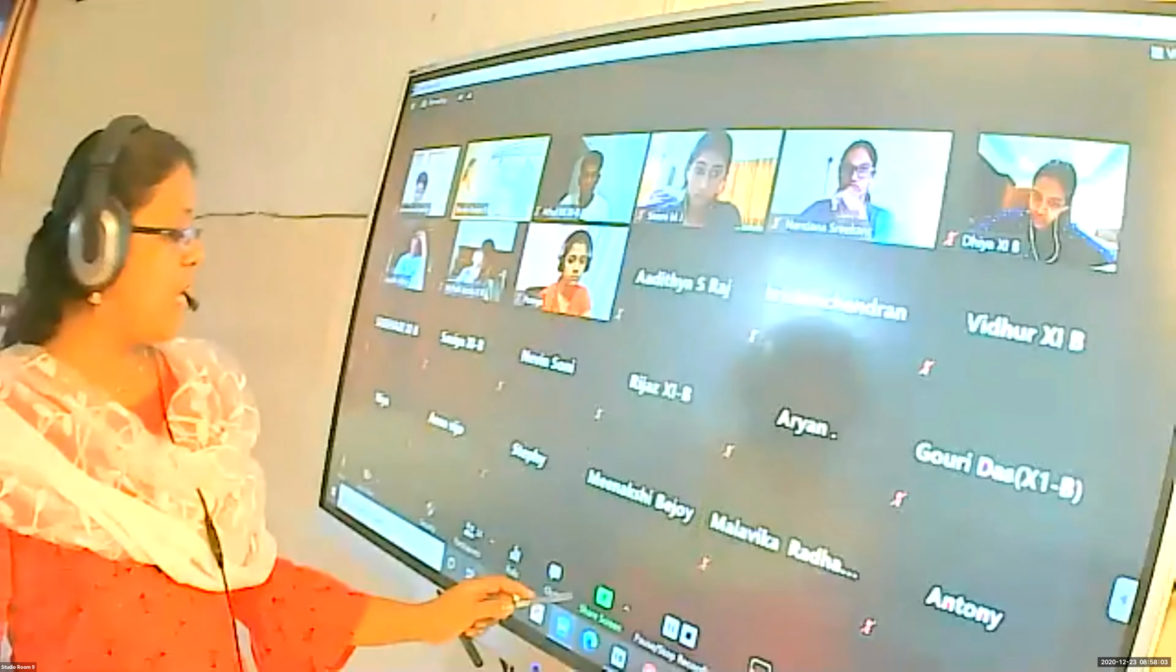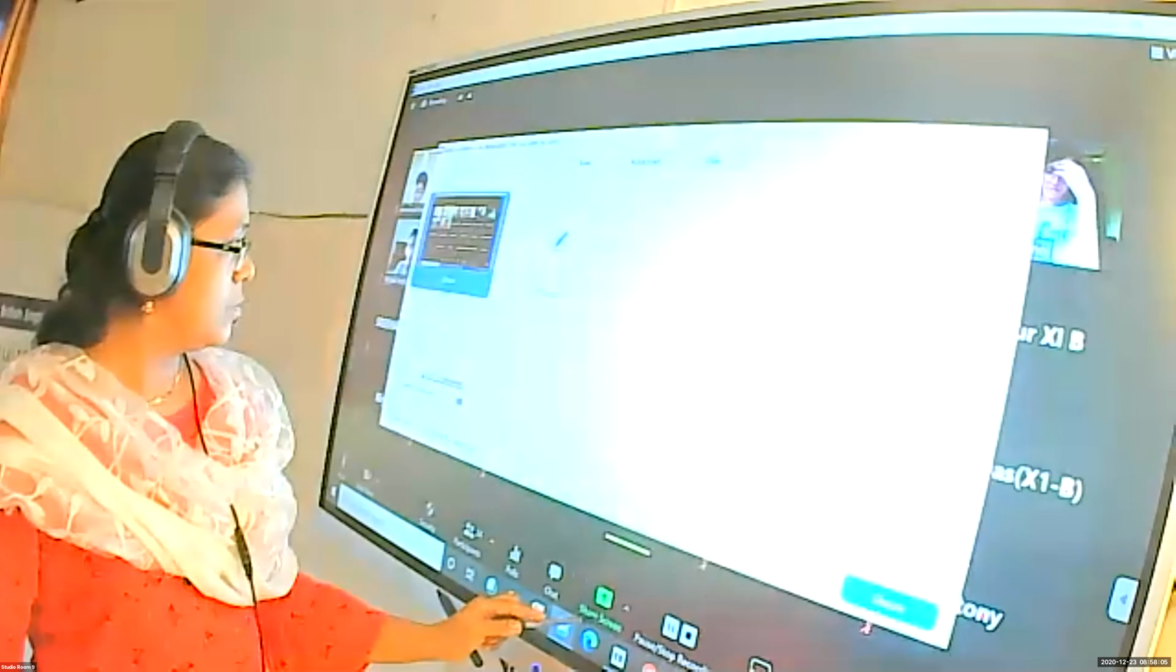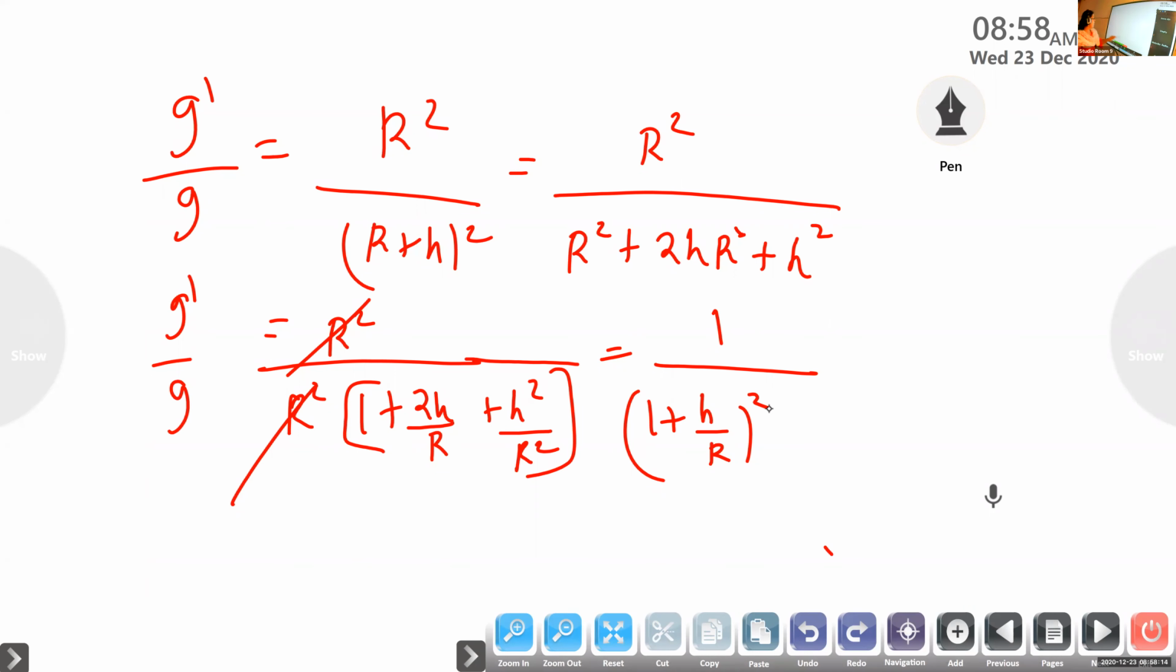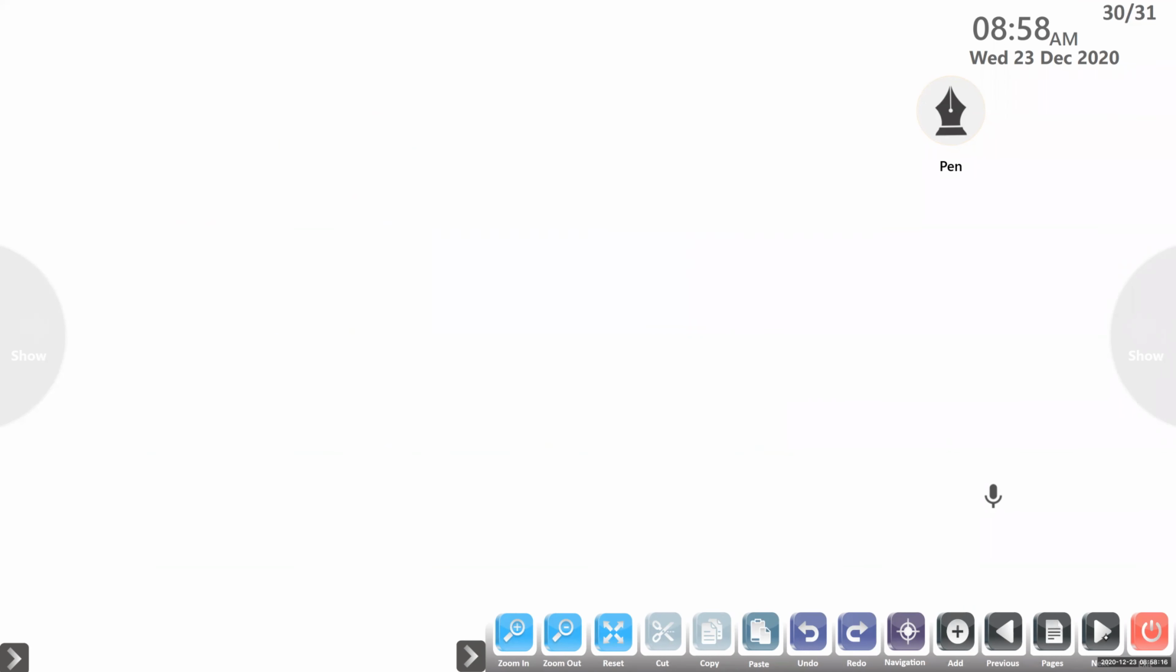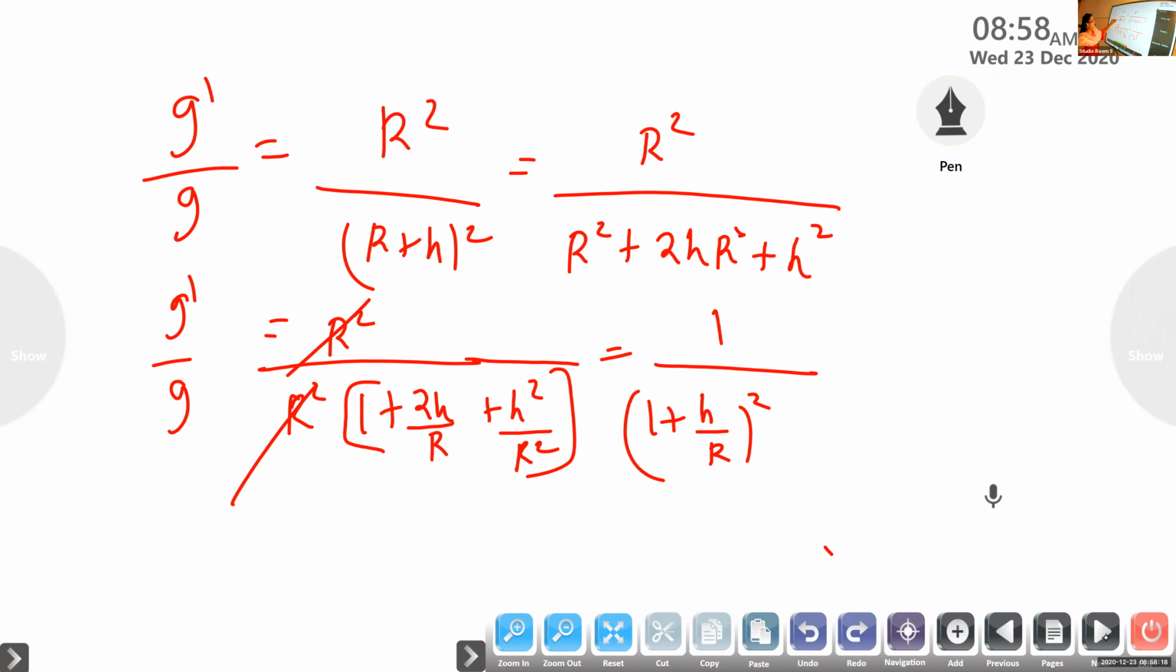Ma'am, can you repeat the other step once again? The last step. Before that. This one, the first line, Meenakshi. No, before that. Okay, I just have r square by this one, r squared by r plus h all square.